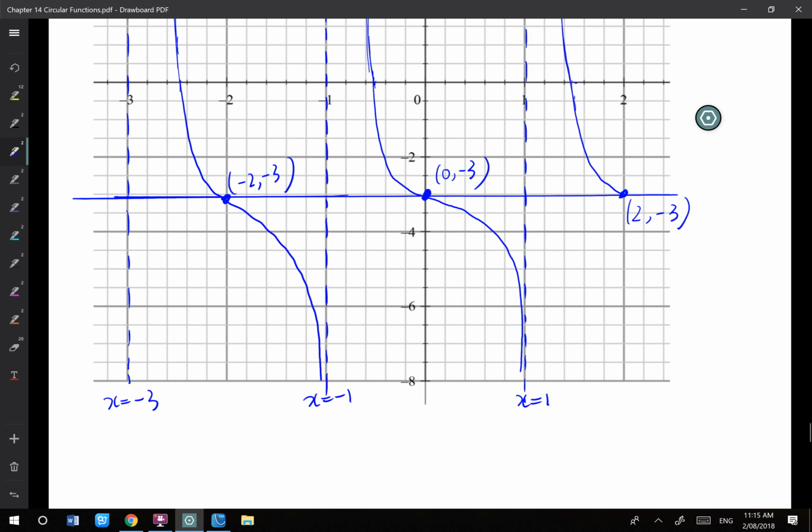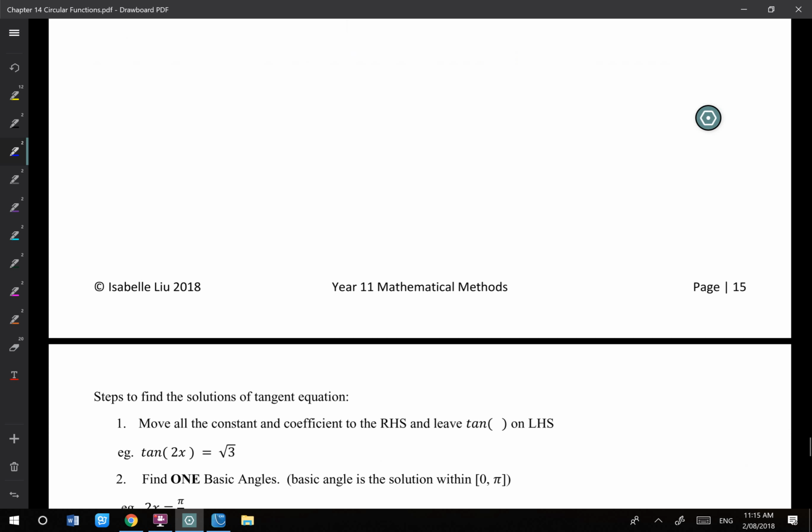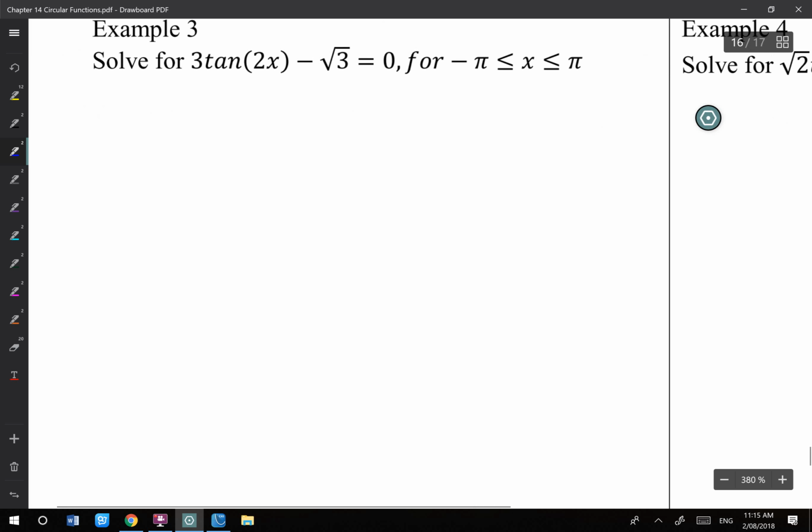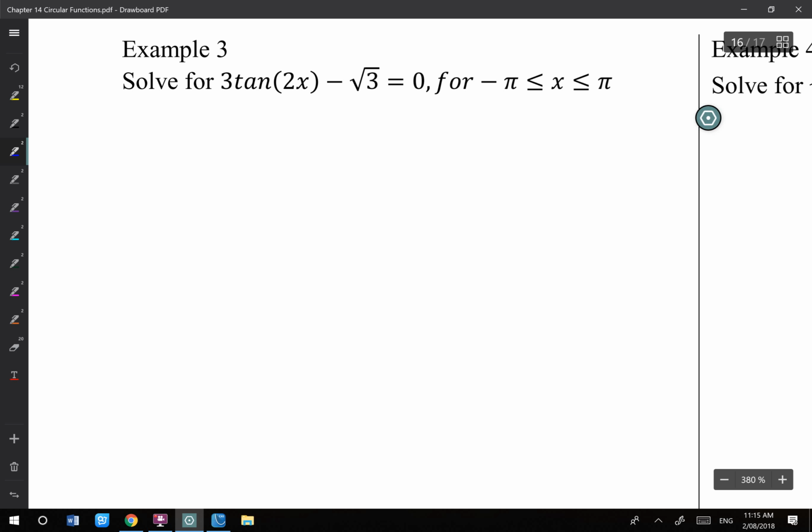So after we learn how to sketch for it, same as sine, cosine, we'll learn how to solve for it. So how do we solve for tangent? It's very, very similar to sine and cosine, but much easier because we only have one solution instead of two solutions. You know, sine and cosine, in each period you have two solutions, right? Except you have 1 or -1, the extreme values.